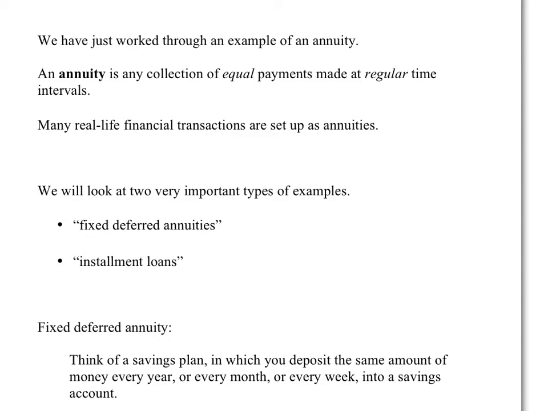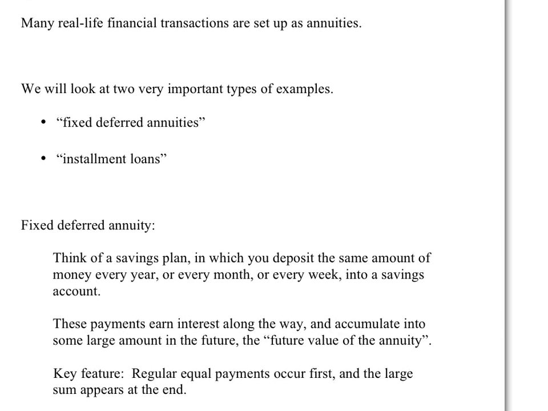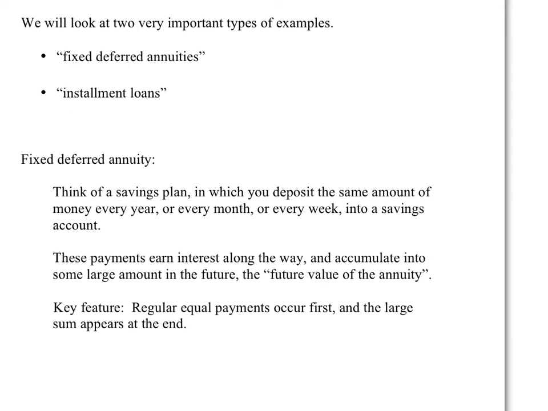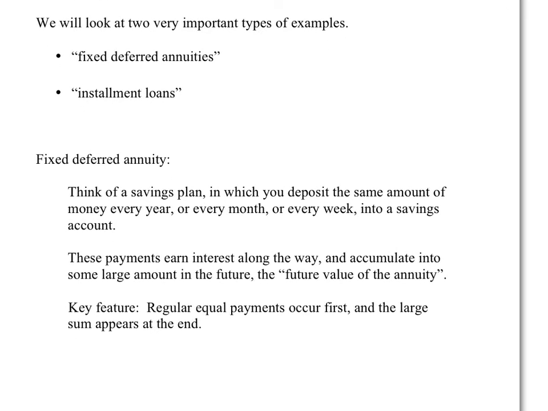In this chapter, we're going to look at two important general types of examples. They are called by the slightly intimidating names fixed deferred annuities and installment loans. We're not going to be intimidated by those names. We're just going to understand conceptually what they mean. First, what is a fixed deferred annuity? Think of a savings plan. This is the way to picture it. You've got a savings plan in which you deposit the same amount of money, the same number of dollars every year, or every month, every week, whatever the time interval is. It's always the same time interval.